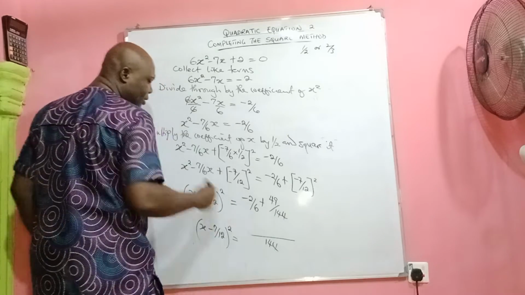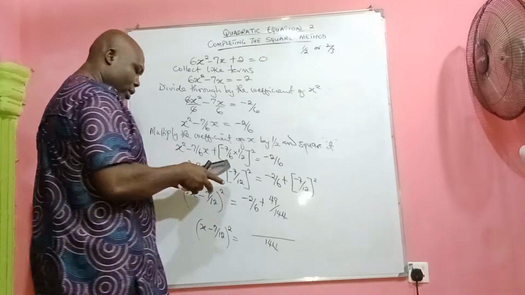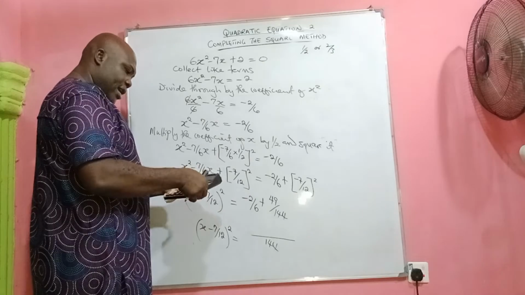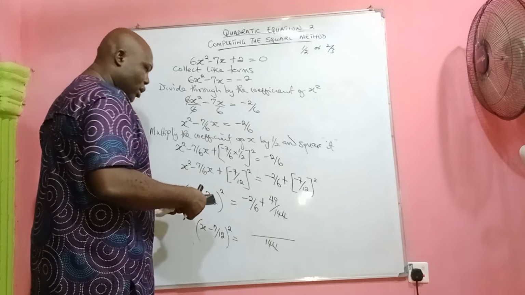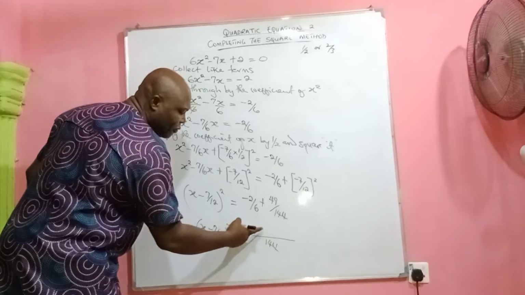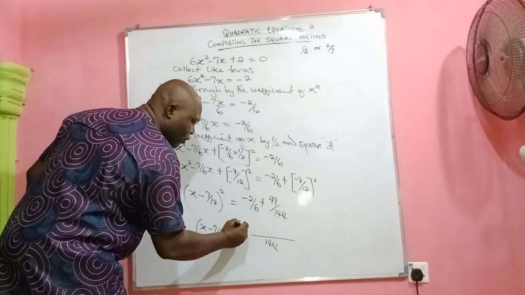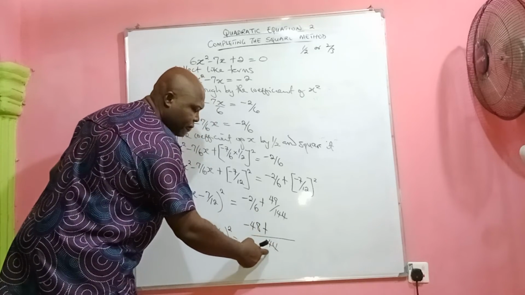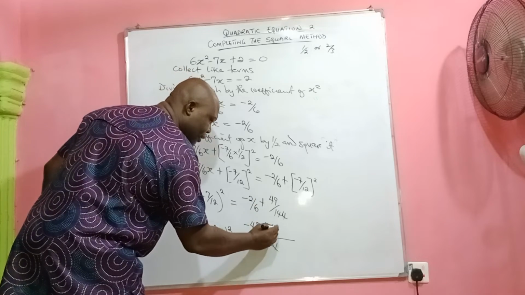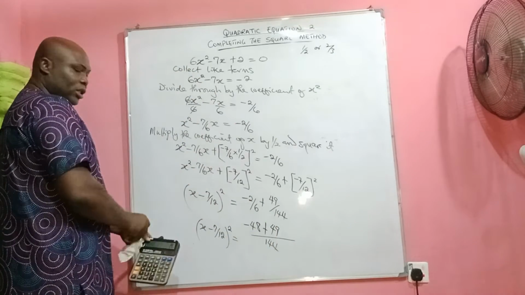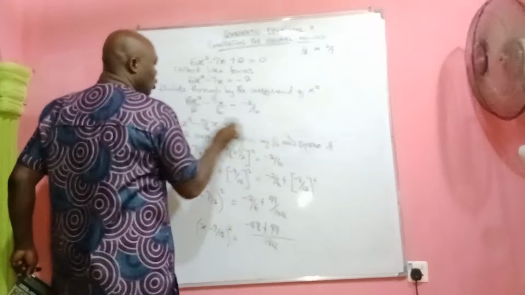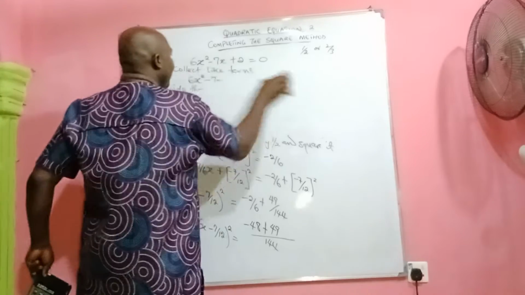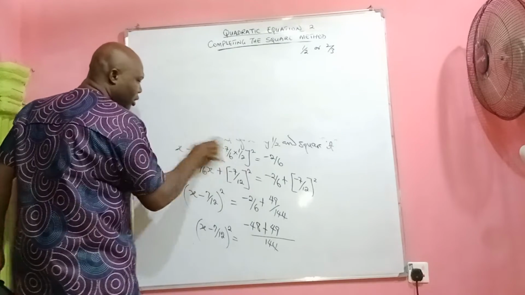Alright, so 6 goes into 144. That will be 144 divided by 6, so you're going to have 24. 24 times a negative 2 gives us a negative 48. Plus 144 divided by 144 is 1, and 1 times 49 is 49. So we just have to simplify that and we are done. So let's go into the simplification of that and see what we are going to have.